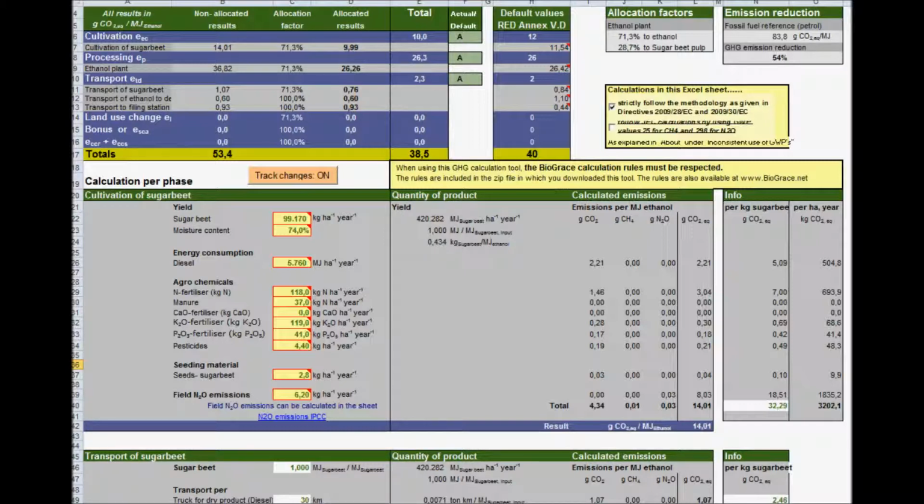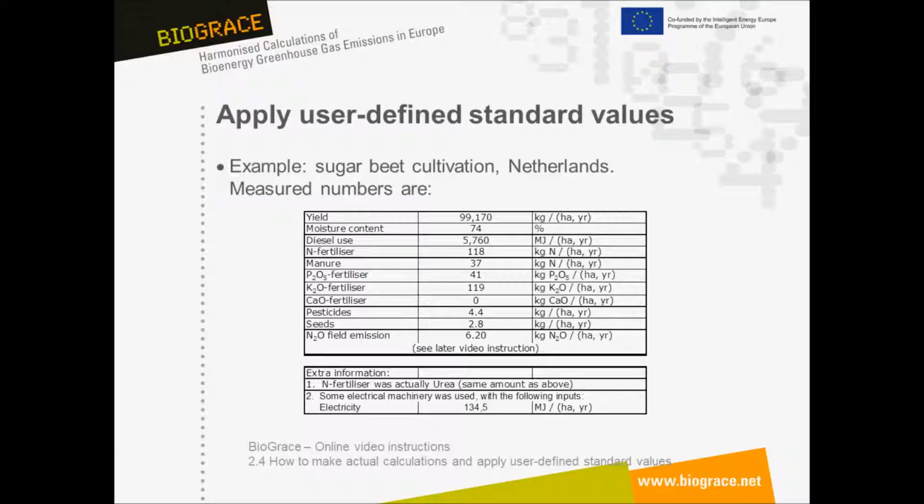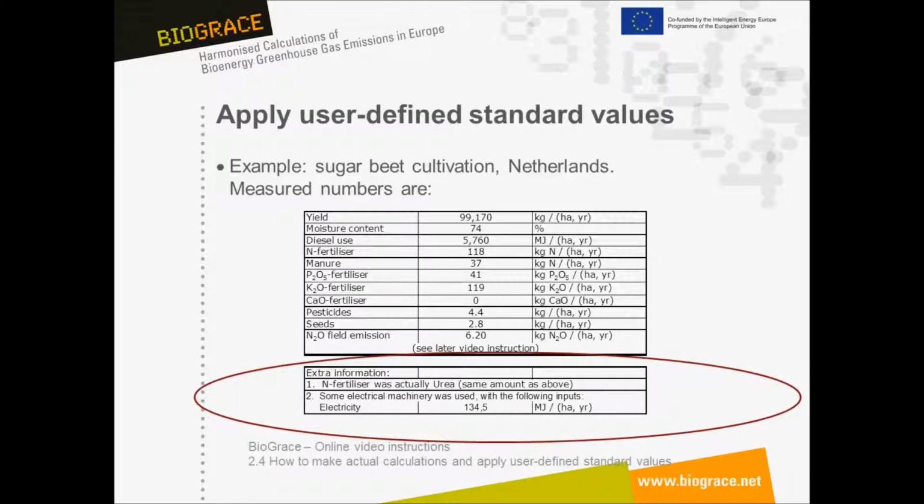First, I will explain how to include user-specific standard values. Let's make the example a bit more complicated. I return to PowerPoint, and let's assume that 1. We actually know that the synthetic nitrogen used was urea, and 2. We have used some electrical machinery and have used 134.5 megajoule electricity.